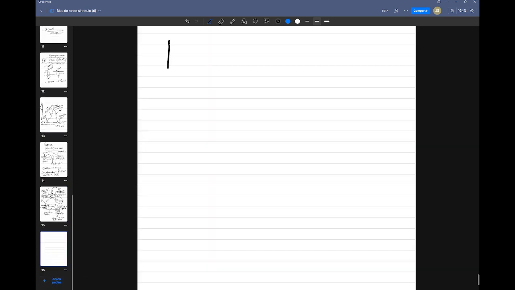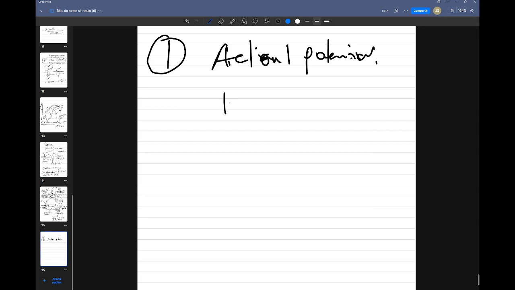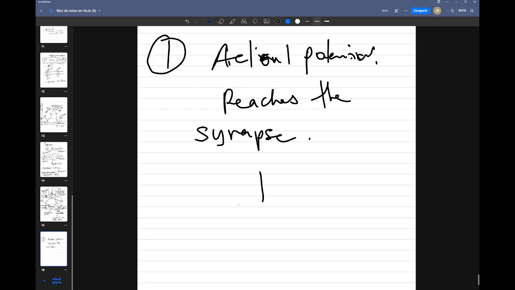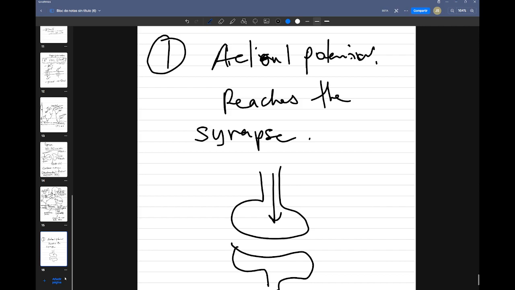So step 1, the action potential reaches the synapse. So let's say presynaptic bulb, postsynaptic bulb, action potential reaches a synapse.